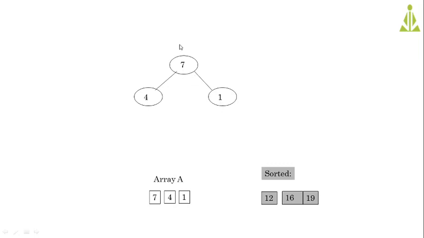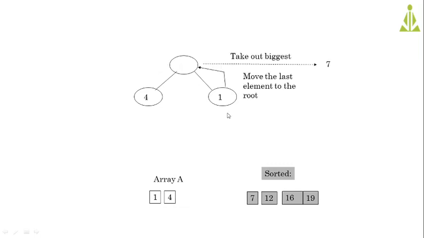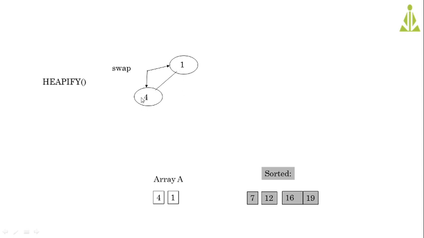Okay, so here the 7 we need to take out, because this is the largest element in the given array. Of 7, 4, 1, which one is the largest? It is 7. We need to take out the 7 and move the last element to the top. So 1 is sent to the root node. So what is the answer? 1 and 4.